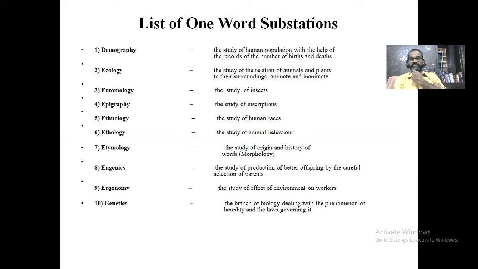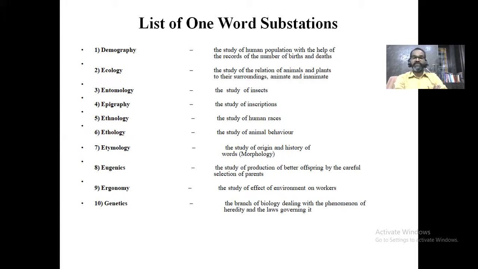Eugenics is the study of the production of better offspring by the careful selection of parents. So how the parents select things for the children, that is eugenics.